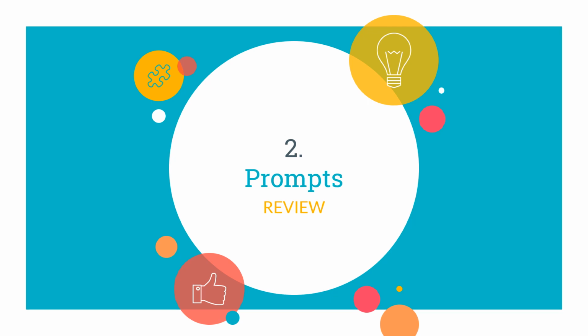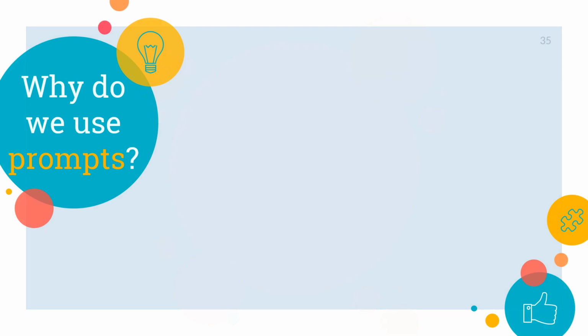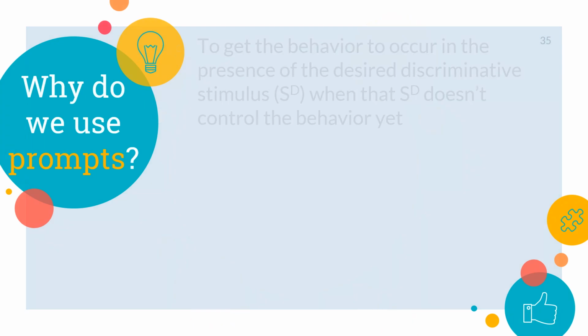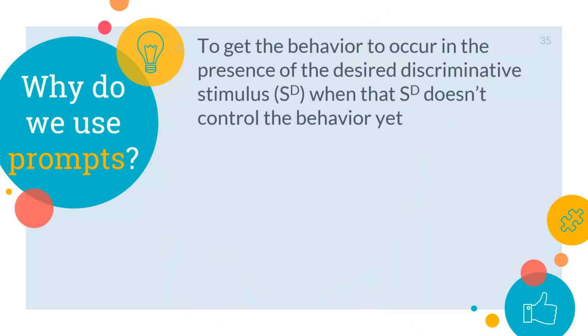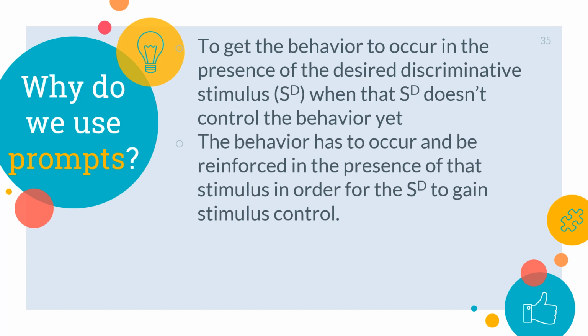Now let's get into prompts, which should be a review. So why do we use prompts? We use prompts to get behavior to occur in the presence of the stimulus we want to acquire stimulus control, the desired discriminative stimulus, because that desired discriminative stimulus is not controlling the behavior currently. The behavior has to occur in the presence of the desired discriminative stimulus and be reinforced in order for that discriminative stimulus to gain stimulus control.